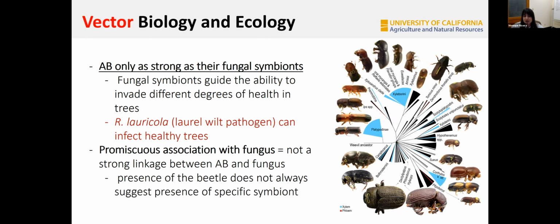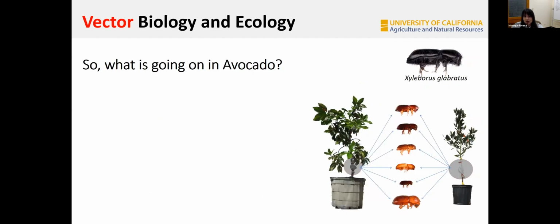So just to emphasize again, presence of the beetle does not always suggest presence of a specific symbiont. So if you find Xyloborus glabratus, will it be carrying Raphael loricola? Maybe, but that becomes a very molecular question. You'd have to take the beetle in and have it tested. So then the question is, what is going on in avocado? We don't find Xyloborus glabratus there.